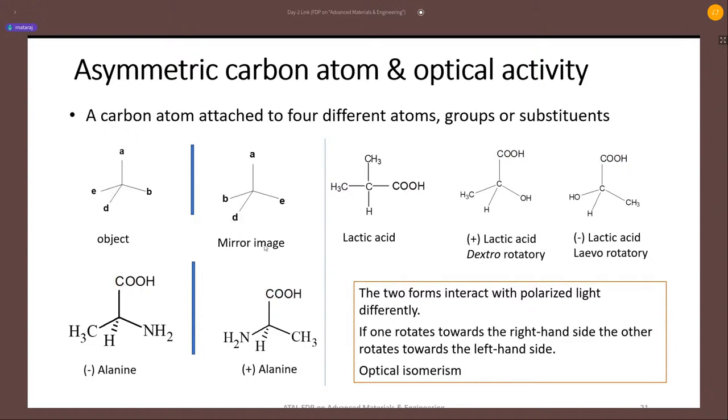Let us illustrate the same thing with an example. The simplest example you can think of is lactic acid. The four groups around it are arranged like this. This is a mirror image. The one rotating to the right is called dextrorotatory. The one rotating to the left is called minus, or levorotatory. And this is true even in the case of alanine, which has minus and plus forms.